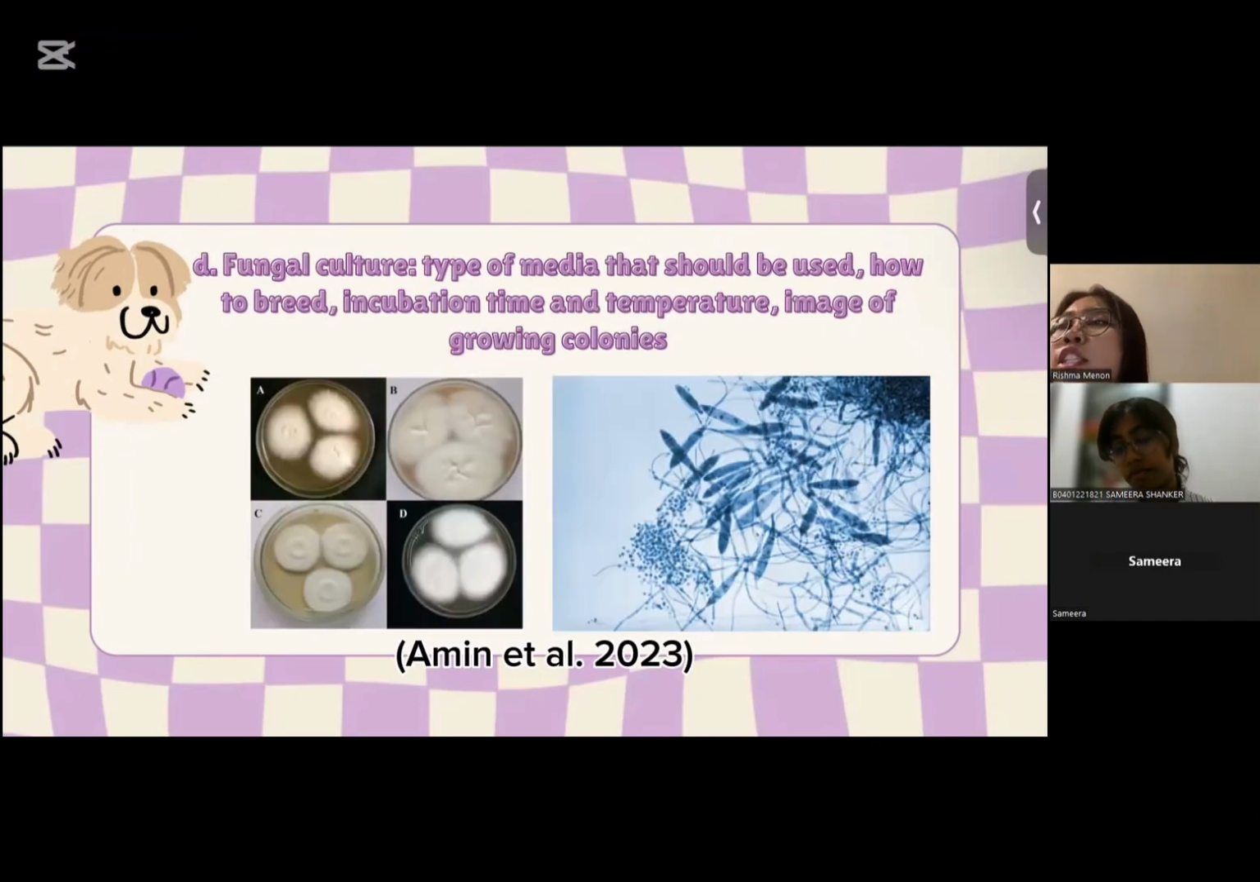So these are the colonies of Trichophyton mentagrophytes. As we can see, the colony is white and velvety. That is for the colony. And on the right side, we can see the microscopic features of Trichophyton mentagrophytes.